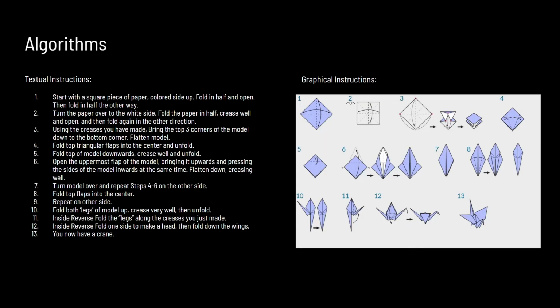So this is an example of an algorithm that gets you to a paper crane. If you look on the left, it's text-based. It says, start with the square piece of paper, fold it in half, open it, then do this. Or you could do it graphically. So this diagram just explains exactly how you'd get to the same result going through the same steps, but it does it in a different way.